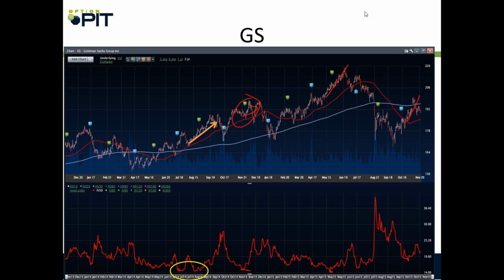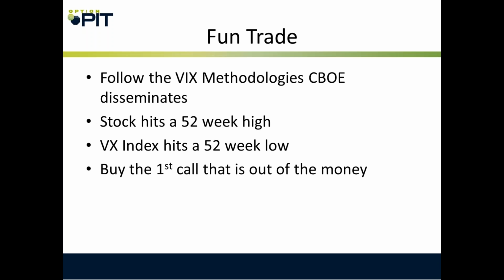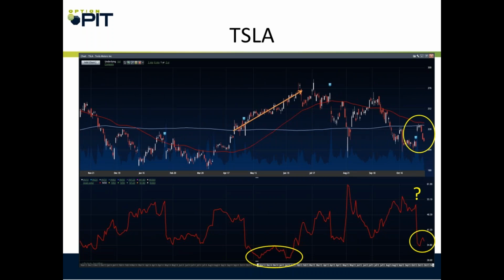All right, so when VXGS hits a 52-week low, and a stock is at or near a 52-week high, wait a day, then buy the first call out of the money at about 30 to 60 days to expiration. Here's Tesla.